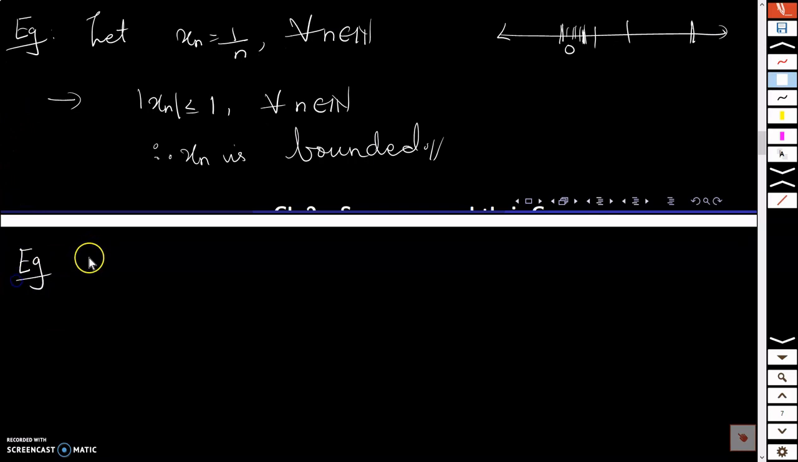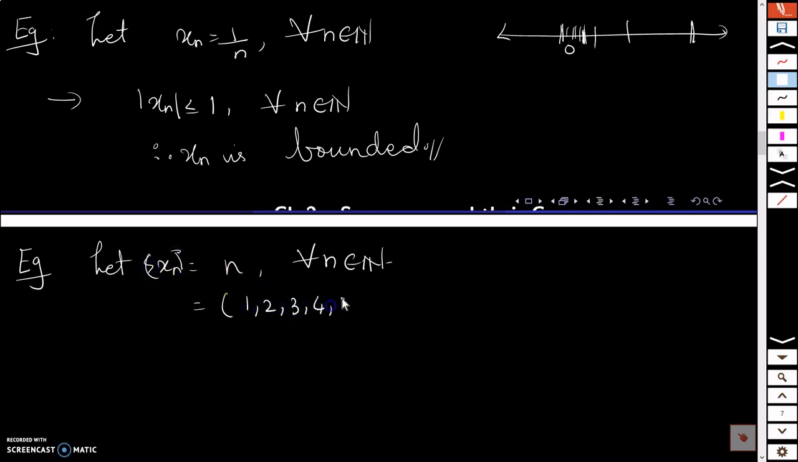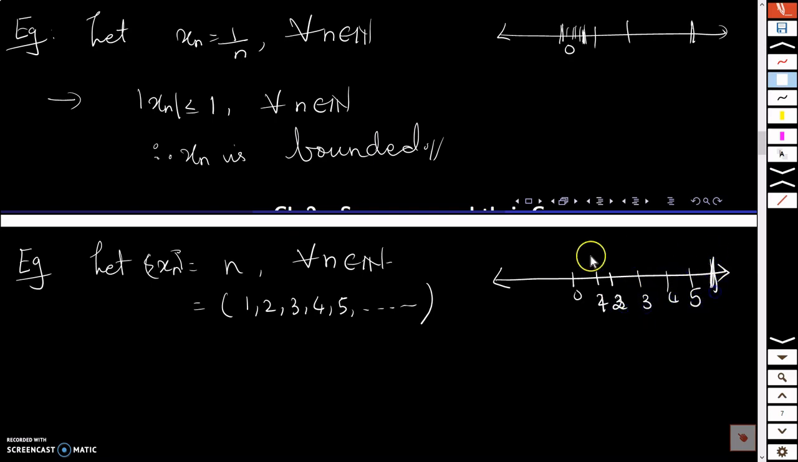Next one is xn equal to n for all natural numbers n. What are the terms of the sequence? 1, 2, 3, 4, 5, and so on. This keeps on increasing. Is it possible for you to find a bound for these terms? Can you find a real number which will be bigger than all these terms? No, because if you give me any real number, I can find a natural number bigger than that.